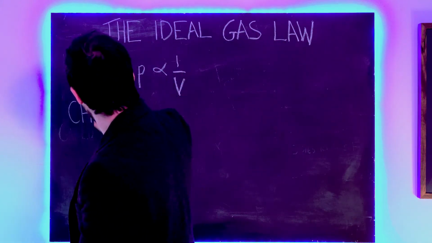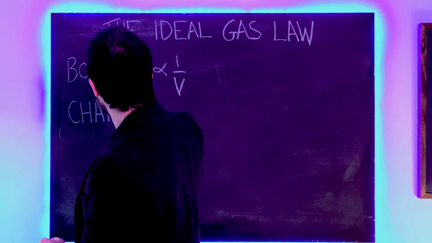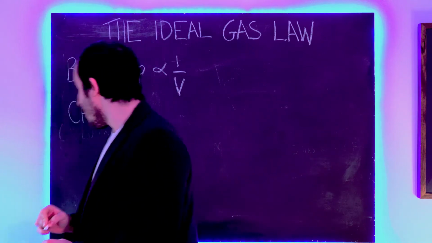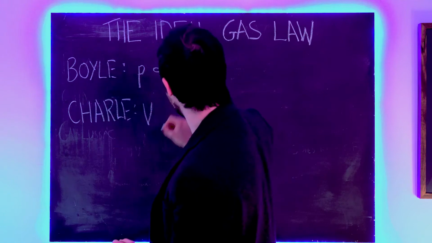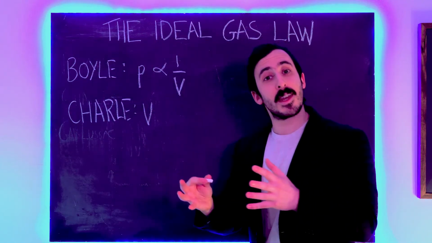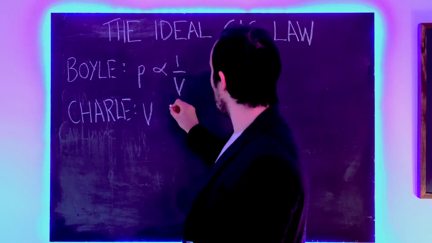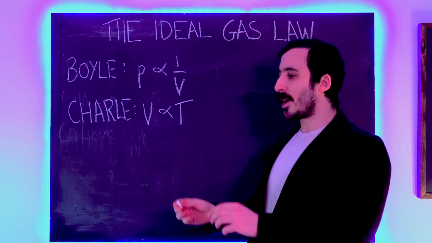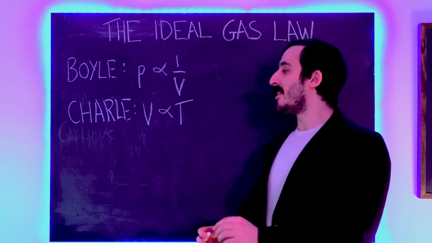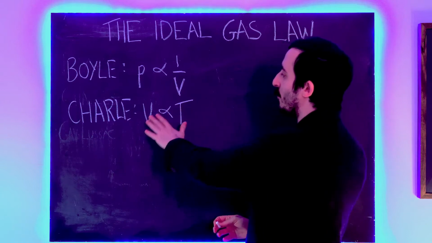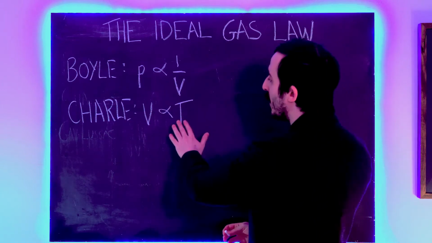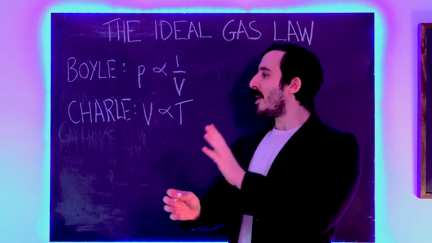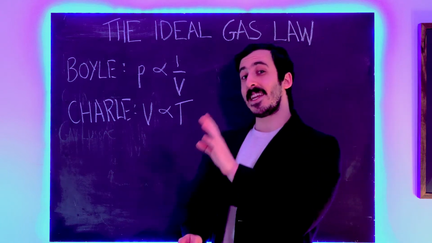And Charles's Law, again, is a relationship between two variables, in this case, volume and temperature. And what Charles's Law says is that if we hold the pressure of a gas fixed, then the volume of that gas is proportional to the temperature of that gas. So again, if the pressure is fixed, then you have this relationship where as you increase the volume, you increase the temperature of the gas, or if you increase the temperature of the gas, you increase the volume of the gas.